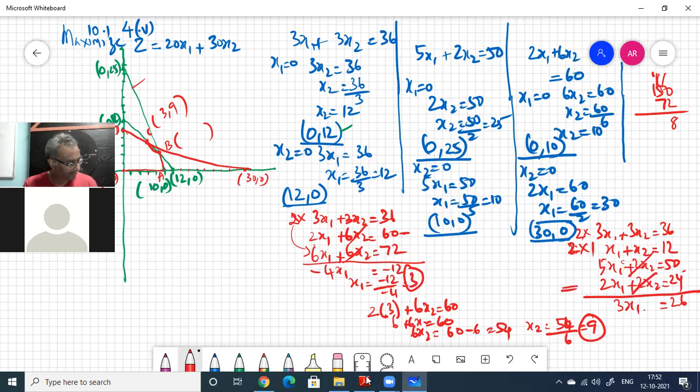Either way, there's a problem coming. 2x1 plus 2x2 is equal to 24, correct. 5x1 plus 2x2 equal to 50. Subtract that. 3x1, there seems to be some problem. x1 is equal to 26 by 3. Again, you are getting a fraction.